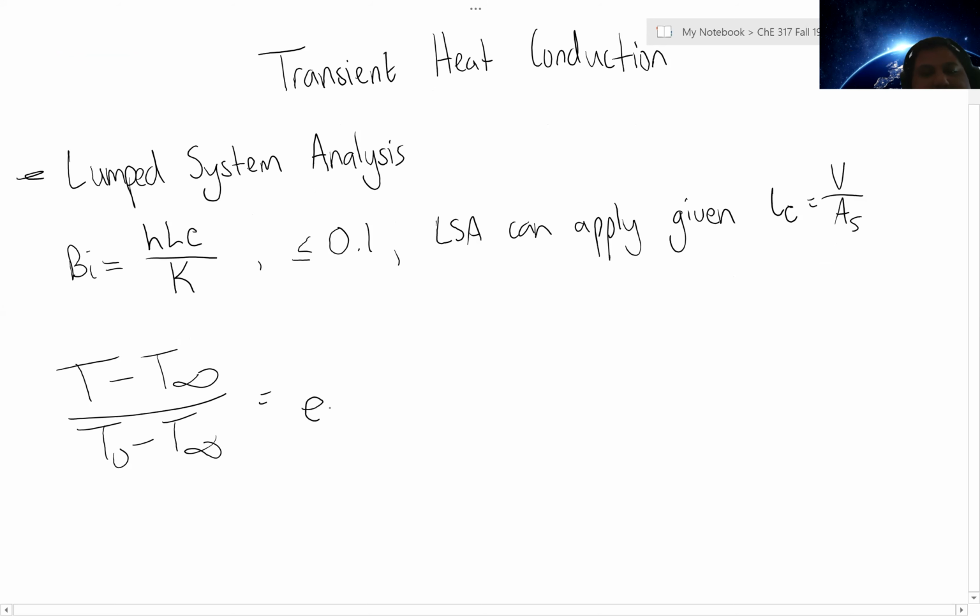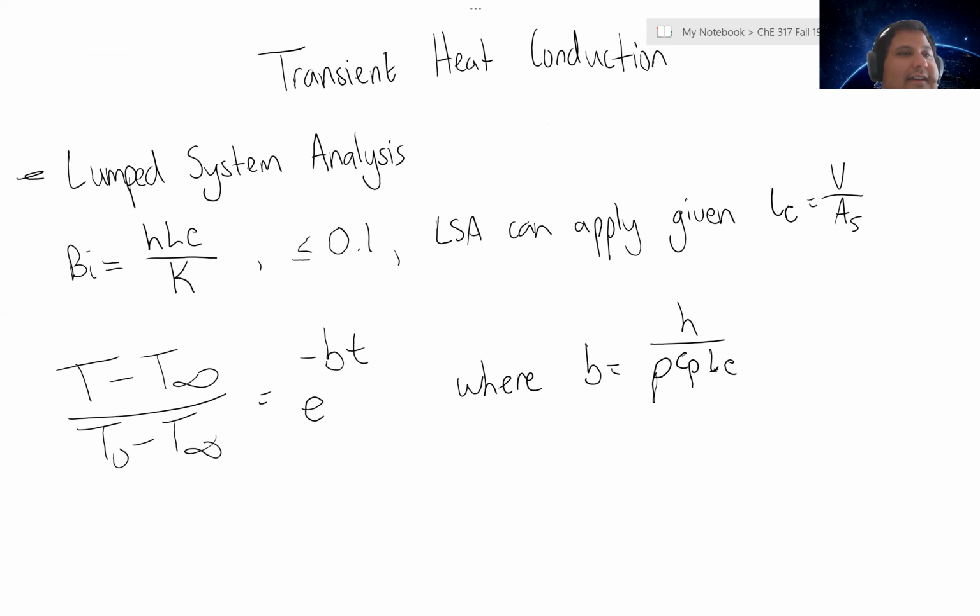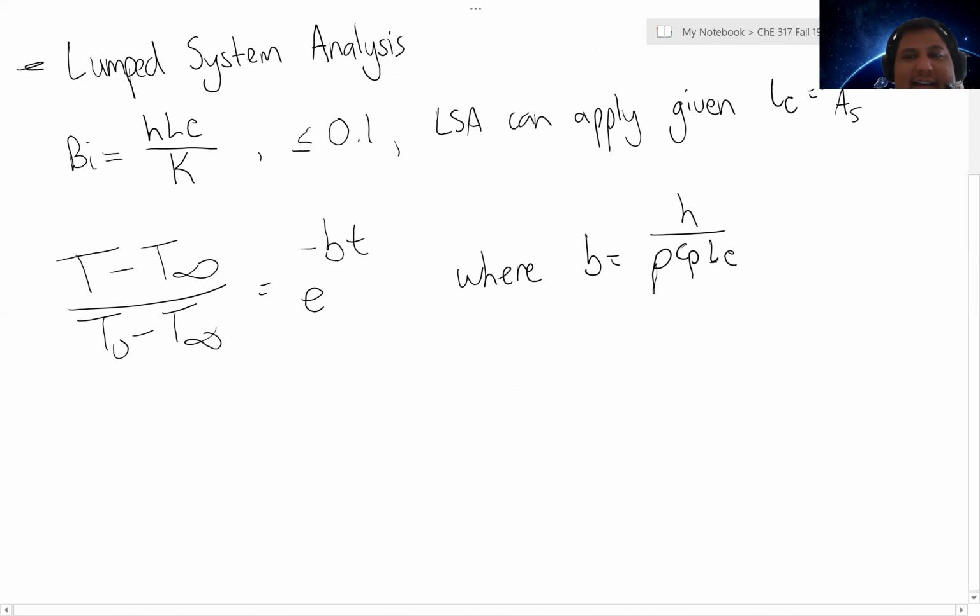with respect to time by this function: T minus T infinity over T naught minus T infinity is equal to e to the negative bt, where b is equal to h over rho Cp L sub c. And we found a dead guy on Monday, and we guessed what the time of death was. Even though the lumped analysis didn't apply, and even though he didn't look like a cylinder, we didn't have our glasses, and so we made assumptions, because we're good engineers.